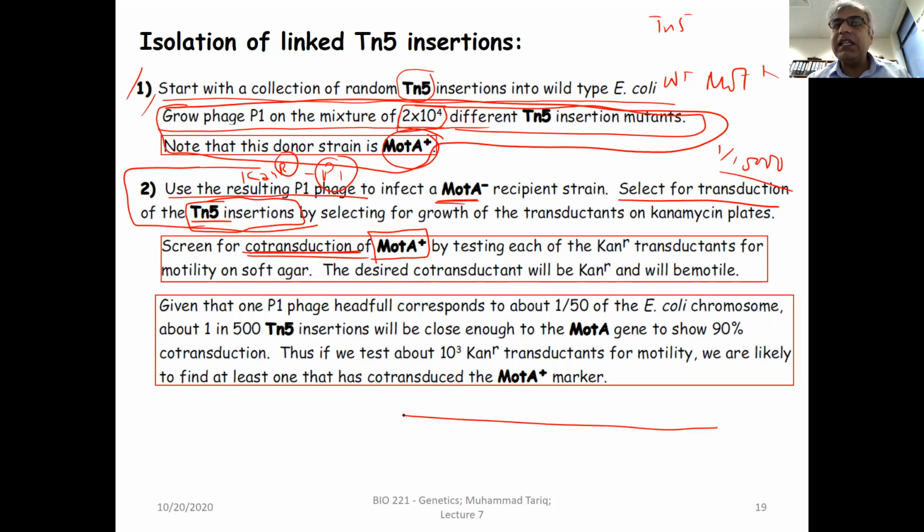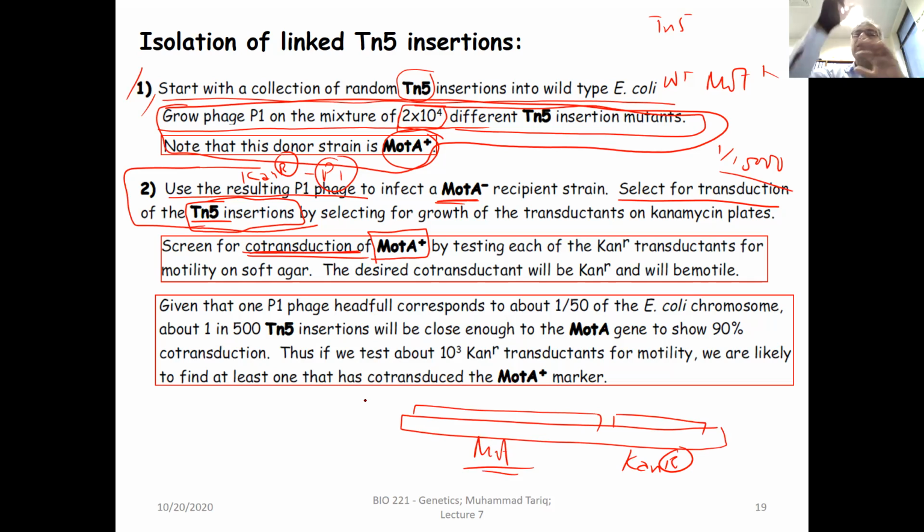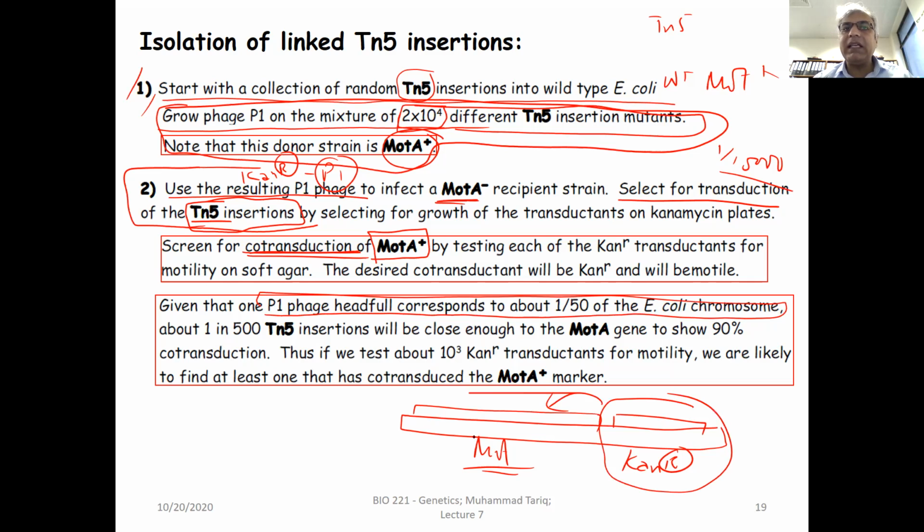And co-transduction means that when we select for kanamycin resistance, we will also select for motility of bacteria, just like I explained through soft agar, both the phenotypes. Given P1 phage, one head full corresponds to this much genome. If TN5 is next to motility, there will be co-transduction. Bacteria will be motile, as well as show kanamycin resistance.